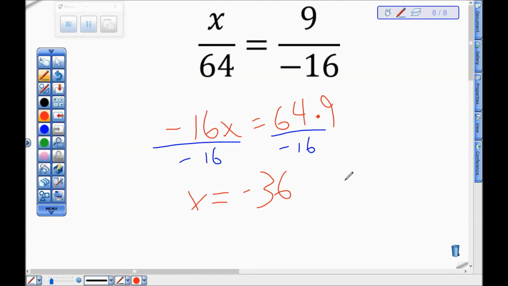And if I look, negative 36 64ths should reduce to, hold on, negative 36 64ths. So both divisible by at least 2 would be negative 18 32nds. Divisible by 2 is negative 9 sixteenths. Oh my gosh, it's negative 9 sixteenths, which is the same as 9 over negative 16, and negative 36 has got to be my answer.